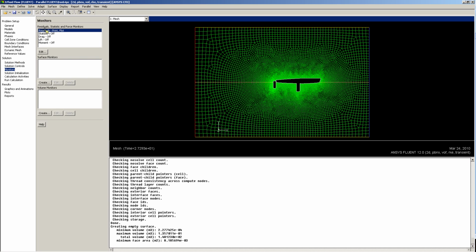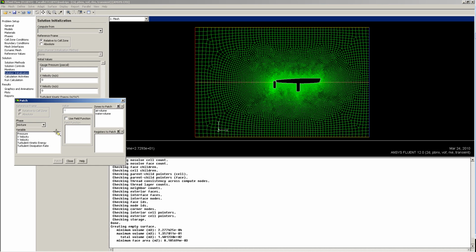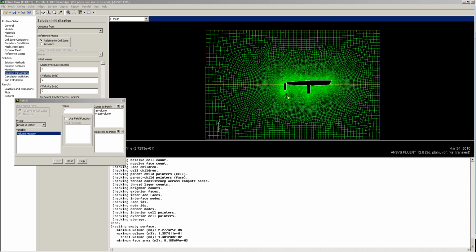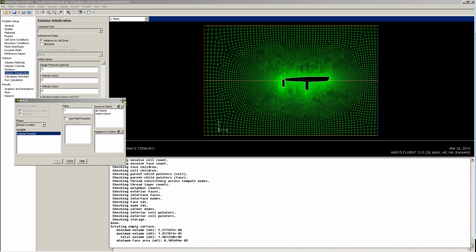We turned on print and plot the residuals just so we could monitor them as it was calculating, and then we initialized the solution and patched the water volume fraction in the water portion of the mesh to 1, so that it was 100% water.